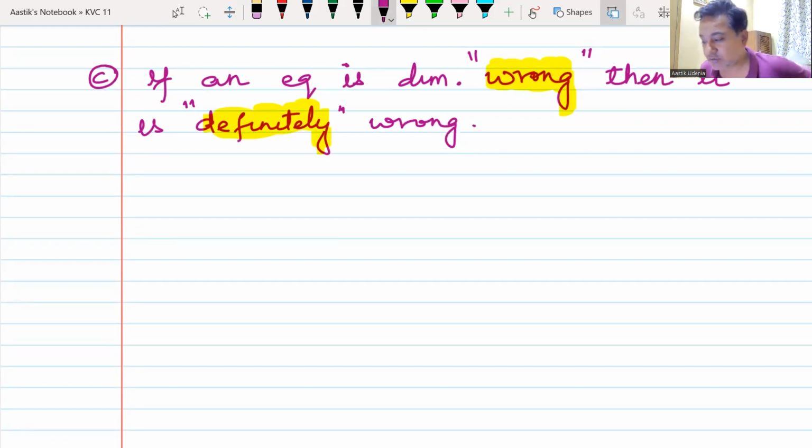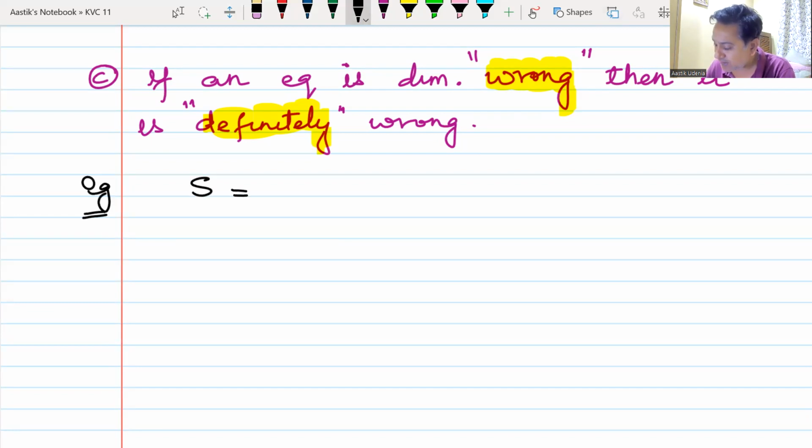An equation which is incorrect dimensionally cannot be correct. If it is correct dimensionally, it may be correct, it may be wrong, but if it is incorrect dimensionally, it is definitely wrong.